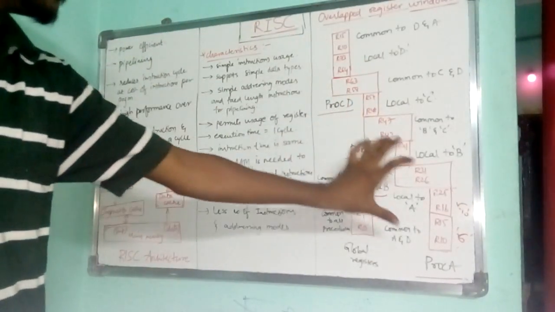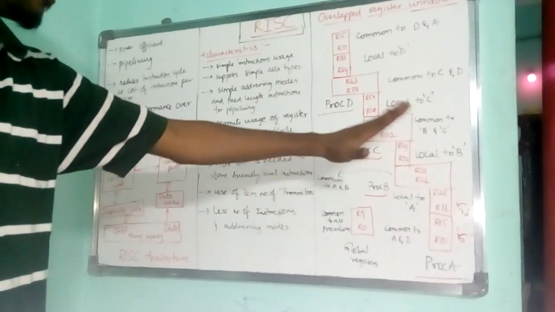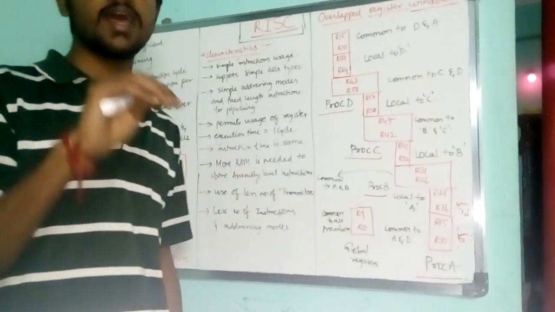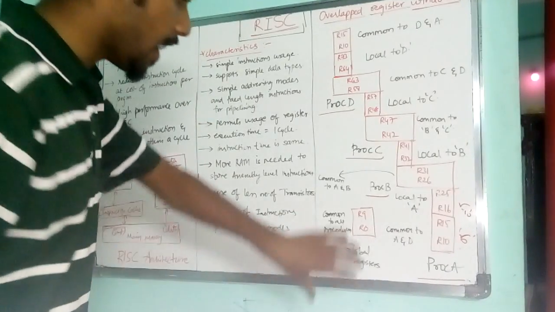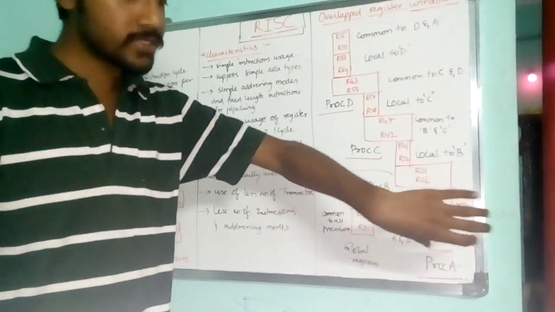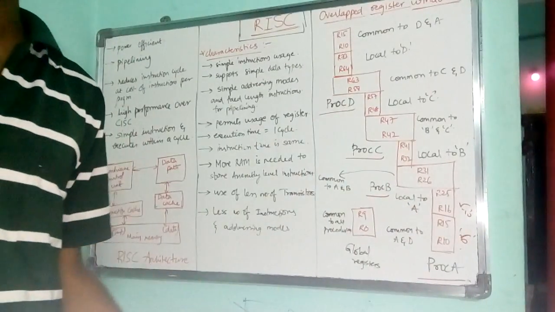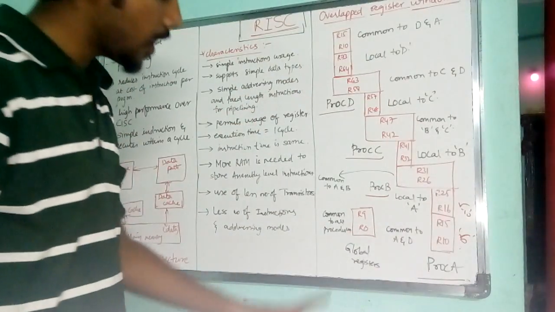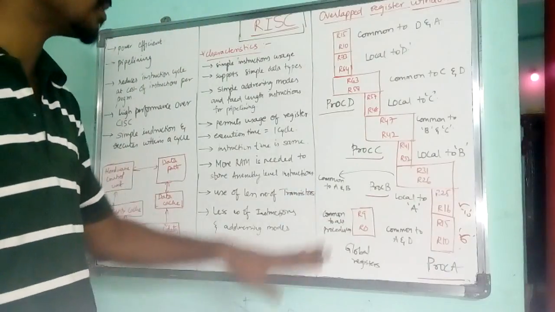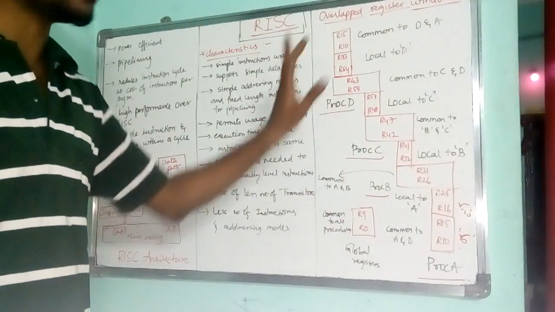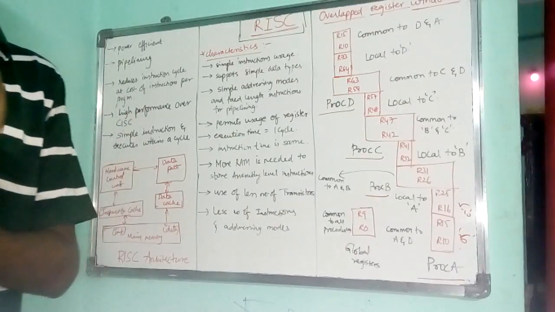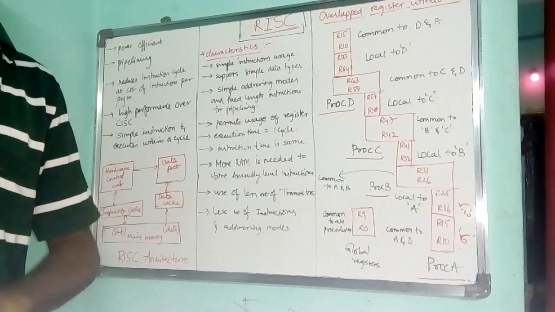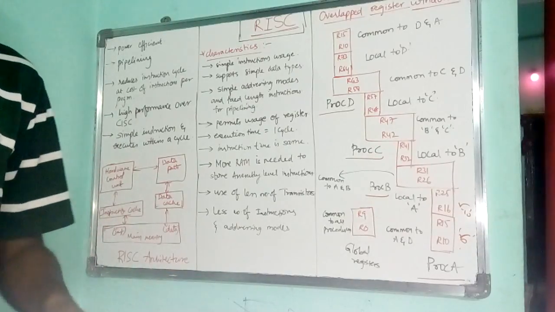Once again, this is the set of registers we use: 74 registers. Each window has 10 local registers and 6 sharing registers, and 10 are global registers. So 6 sharing registers plus 10 local registers equals 16 for each window. 16 into 4 windows is 64, and 10 global registers, totally 74 registers, R0 to R73. Now we'll see what the window size is and what the total register file size is.